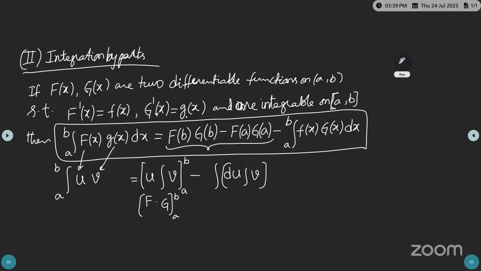Have you got it? Minus integral A to B. Derivative of U means derivative of this. Capital F dash. Capital F dash is what? Small f. Integral V is integral Z. Integral Z is integral G dash. Integral G dash is capital G. Have you got the same or not? Say yes or no.